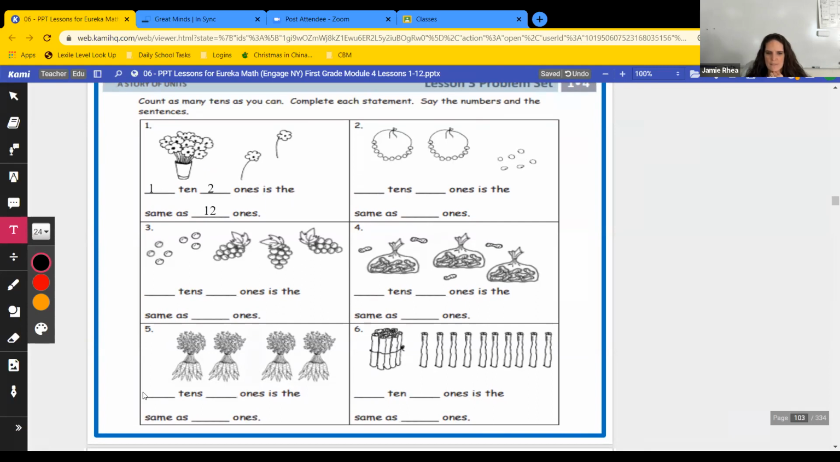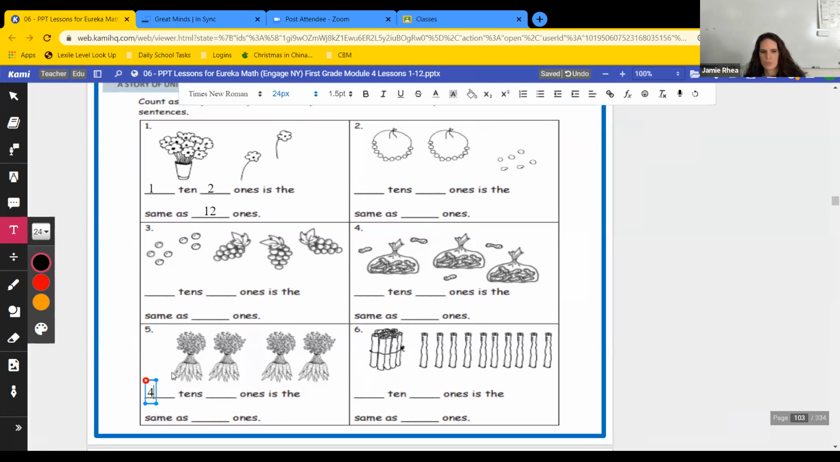Okay, so let's do number 5. How many 10s do I have? I have 4 10s. How many 1s do I have? I don't have any 1s, do I? So I need to click 0. So if I have 4 10s and 0 1s, how many 1s do I have in all? 10, 20, 30, 40. I have 40. Okay, be careful on that one.